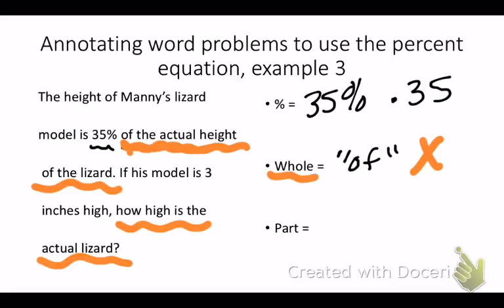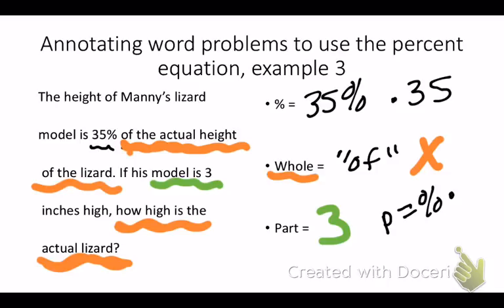But then if we read the problem further, it doesn't tell us how high the actual lizard is. Instead, that's the question that we're trying to figure out. So the part is that the model is 3 inches high. So if I were going to set this up as an equation, part equals percent times whole. My part is 3. My percent is 0.35. My whole number is x.